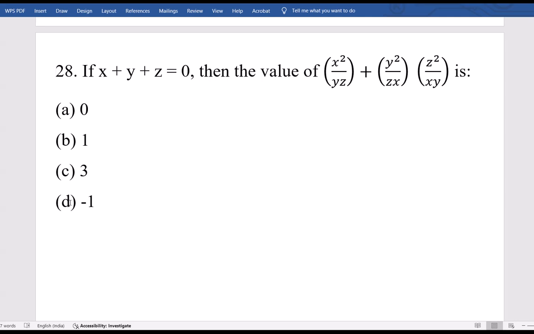We'll check. Is there any term missing in between, the second one, y square, z square in between? Is there any plus missing or not? We have to check. It's a product actually as of now. In between, plus is there or not, we'll verify.